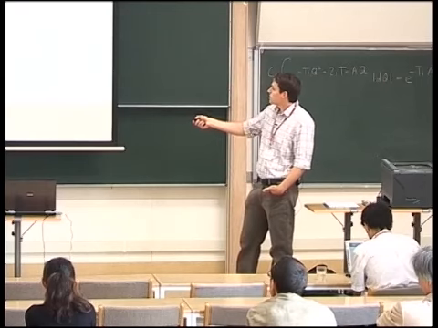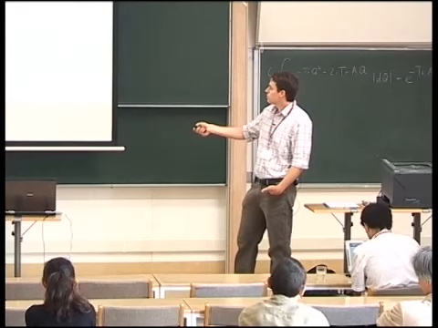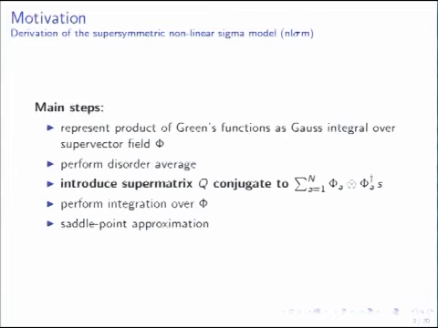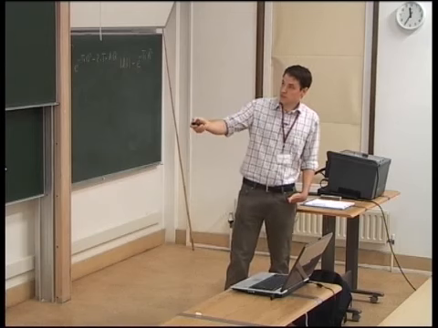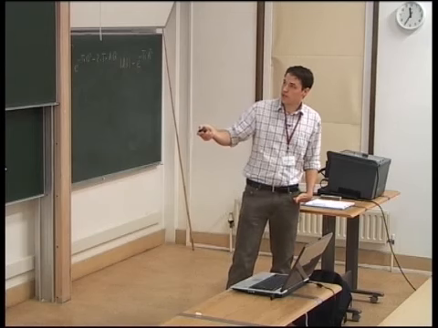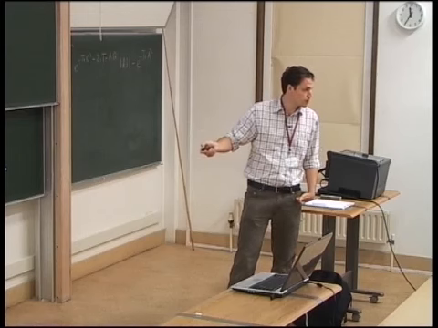And then, as a next step, one wants to introduce good new variables. These are supermatrices Q, which are conjugate to some tensor product of the supervector field phi. S is here a diagonal matrix with plus and minus 1 on the diagonal, which just corresponds to the Green's functions being retarded or advanced. So each phi A is a vector, and this S matrix acts on it. This step is done to be able to perform the integration over the phi, and then one goes on with the saddle point approximation.